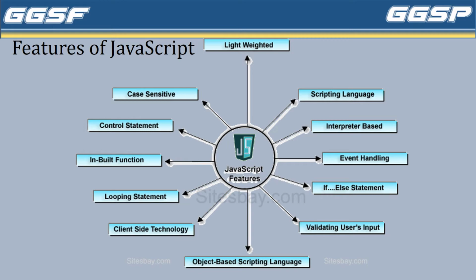As shown in the figure, you can see the various features of JavaScript. And as the name indicates of each feature, it is very easy to find out what exactly it means. JavaScript is an object-based scripting language. As the name indicates, it is completely based upon the object. It is a scripting language and it is not Java.